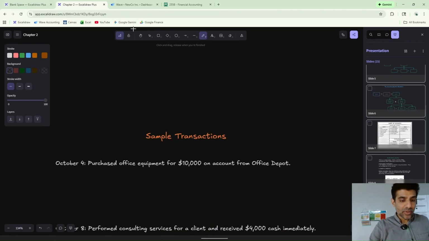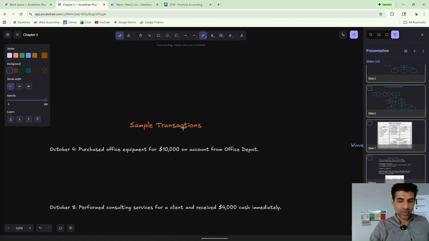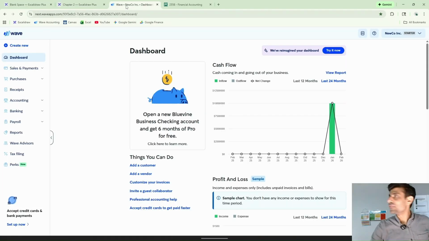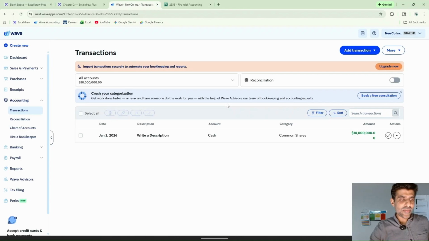Okay, so I'm gonna do this. I think it will be kind of useful to see this done in the accounting software. It's called Wave. It's free, so if you guys ever wanted to mess around with this, you can download it. But I've kind of already started a fake business.